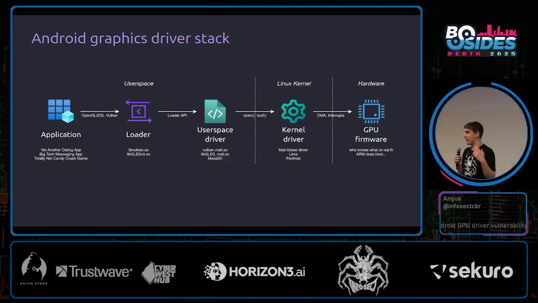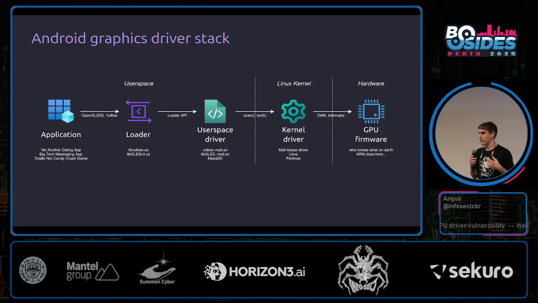There are five main parts that are important in the Android graphics driver stack. The first part is your application. So you're developing the next Candy Crush or something. It's going to talk to your graphics stack using standard APIs like OpenGL, Vulkan. If you're a gamer, you've probably seen DirectX on Windows. If you're on Apple, you might have seen Metal. These are standard APIs that are used across all applications and all GPUs.